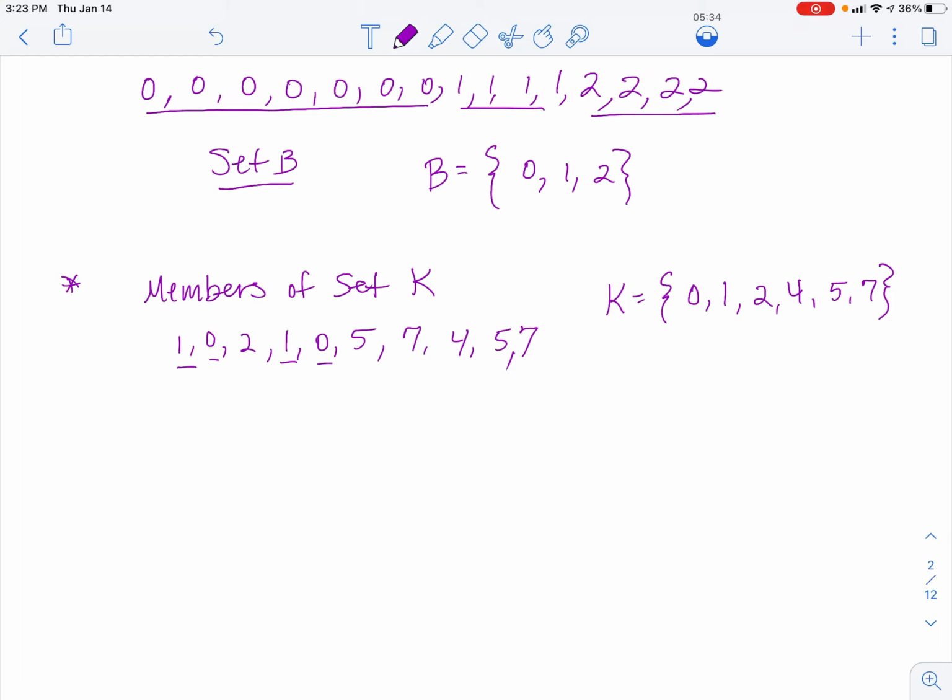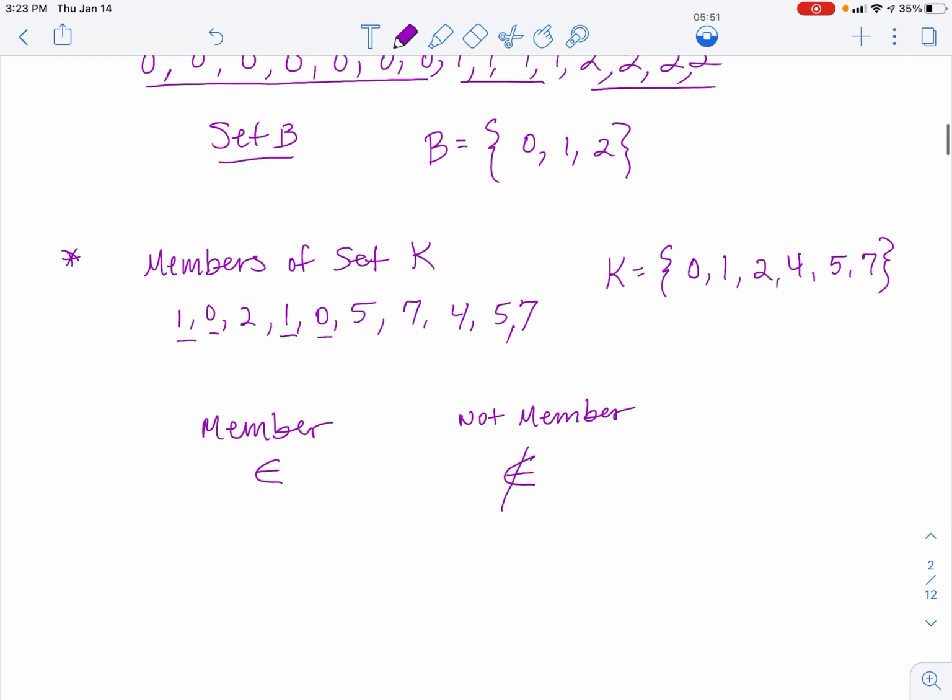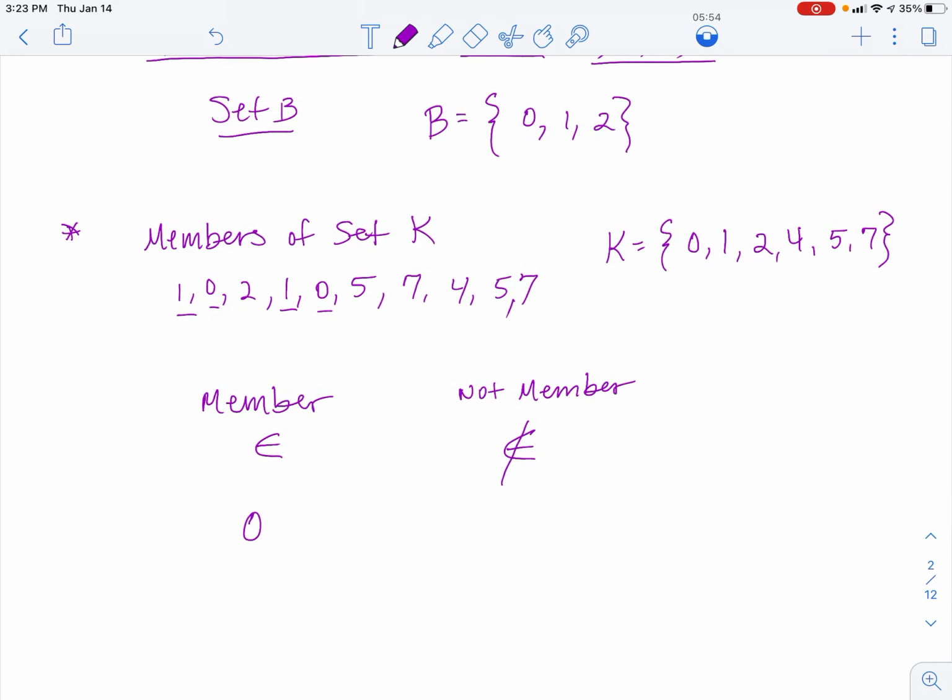Now, I want to talk about symbols. If a number is a member of a particular set, we use a symbol that looks like this. If it is not a member, then we use a symbol that looks like that, but we put a slash through it. It means it's not a member. For example, we might say 0 is a member of L, and perhaps 23 is not a member of L. Okay, so that's how we would write something like that to express that information.